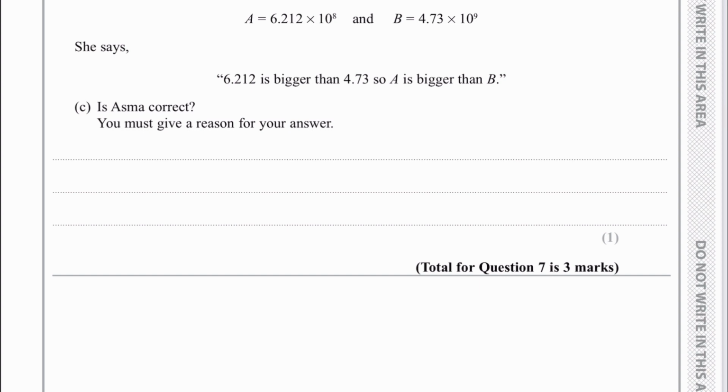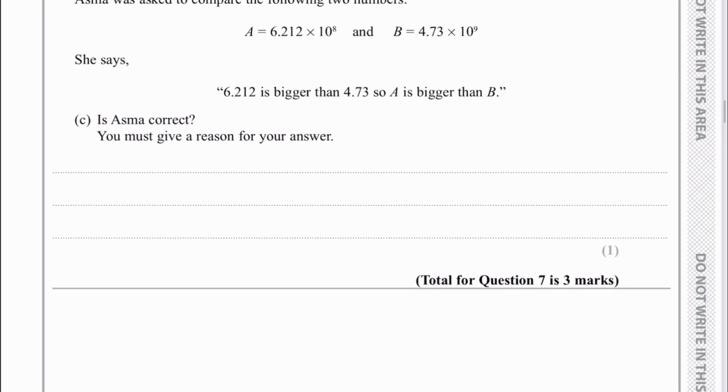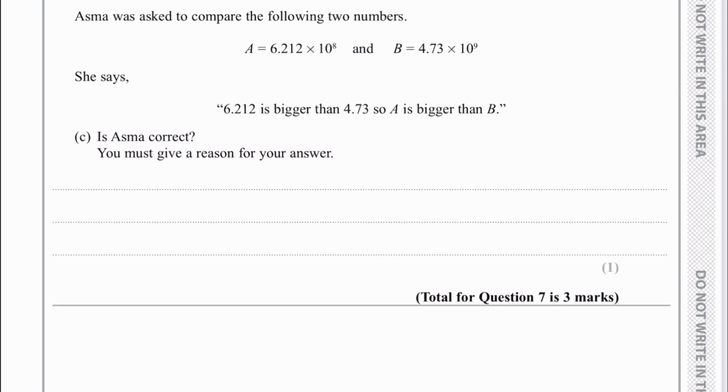Okay, let's have a look at that. And again, we're being asked to look at 2 numbers. I think probably for me, the easiest way to do this would actually be to write them out in their entirety. So A is equal to 6.212 times 10 to the 8.